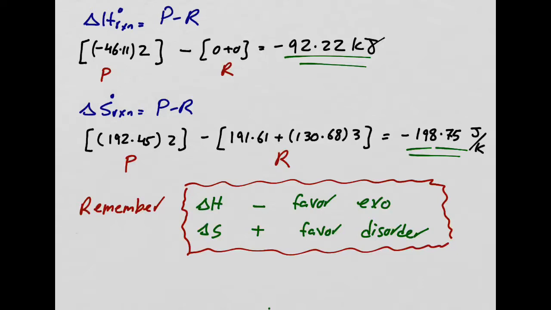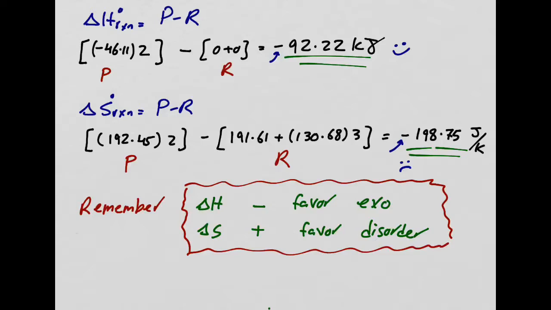So let's come over here. Delta H is negative. Exothermic reaction is favored. That is great, so I'm going to put a happy face over here. Delta S is also negative. Delta S, if it's negative, is not favored because that means we are ordered. So I'm going to put a sad face. Okay, one is favored, one is not favored. What will happen? Will the reaction happen or not happen?